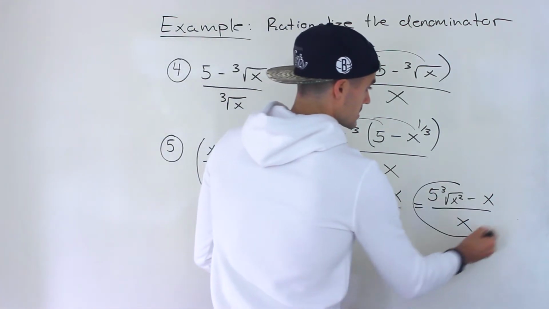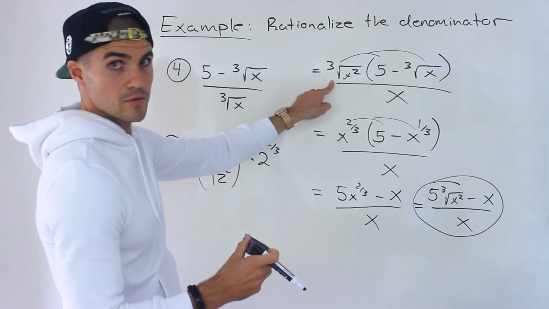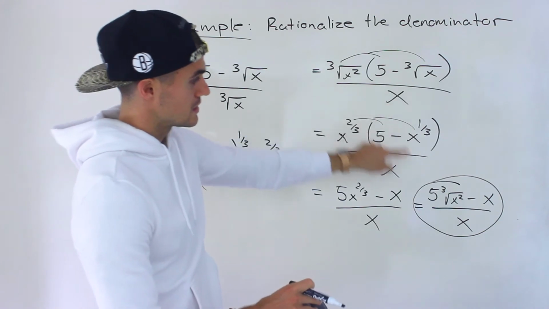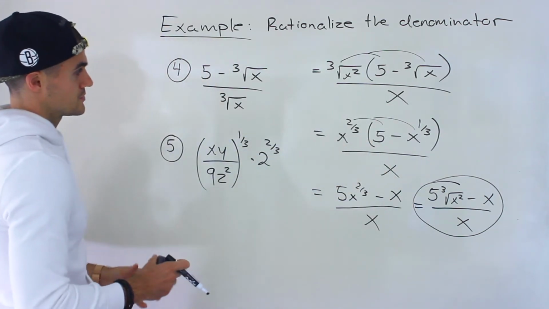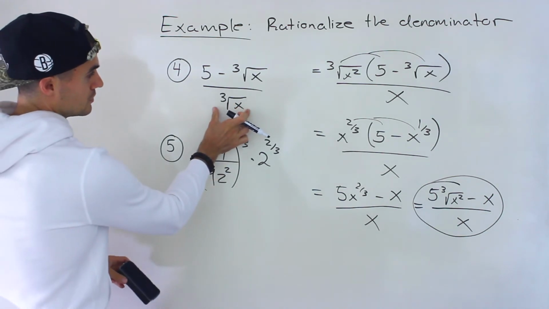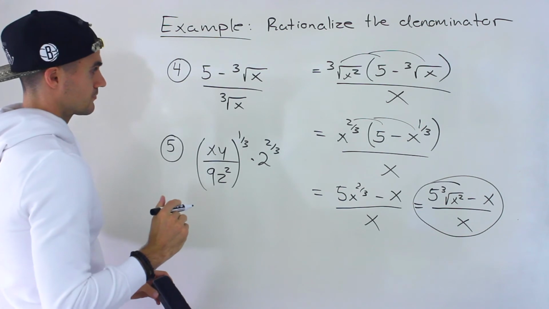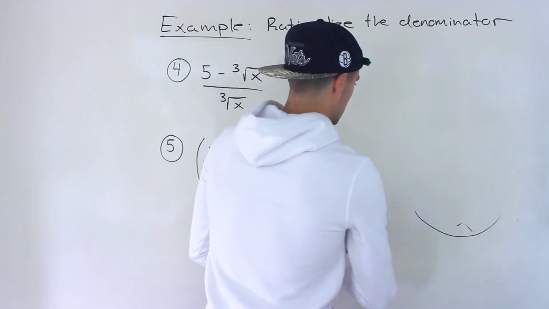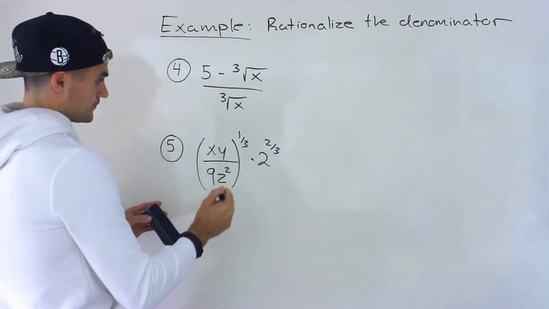Okay, so this and this are the exact same thing. They're just in different formats. But either format, notice there's no more radicals in the denominator. So if you get like a third root, you've got to multiply it 3 times. All right, so that's how you do number 4. Now number 5, this one's going to be interesting.